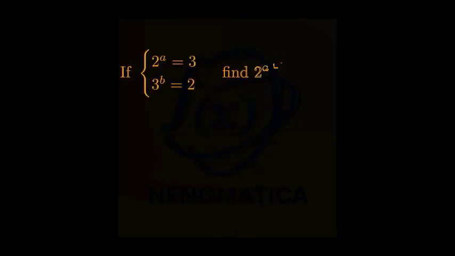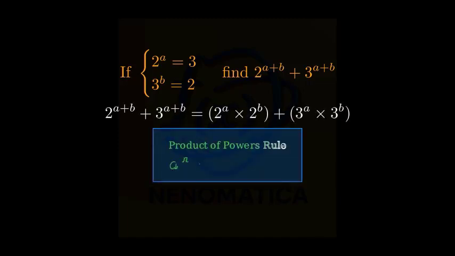Here's our problem. If 2^a = 3 and 3^b = 2, find the value of 2^(a+b) + 3^(a+b). Let's start by using the exponent properties to expand our expression. We can rewrite 2^(a+b) as 2^a times 2^b, and 3^(a+b) as 3^a times 3^b.